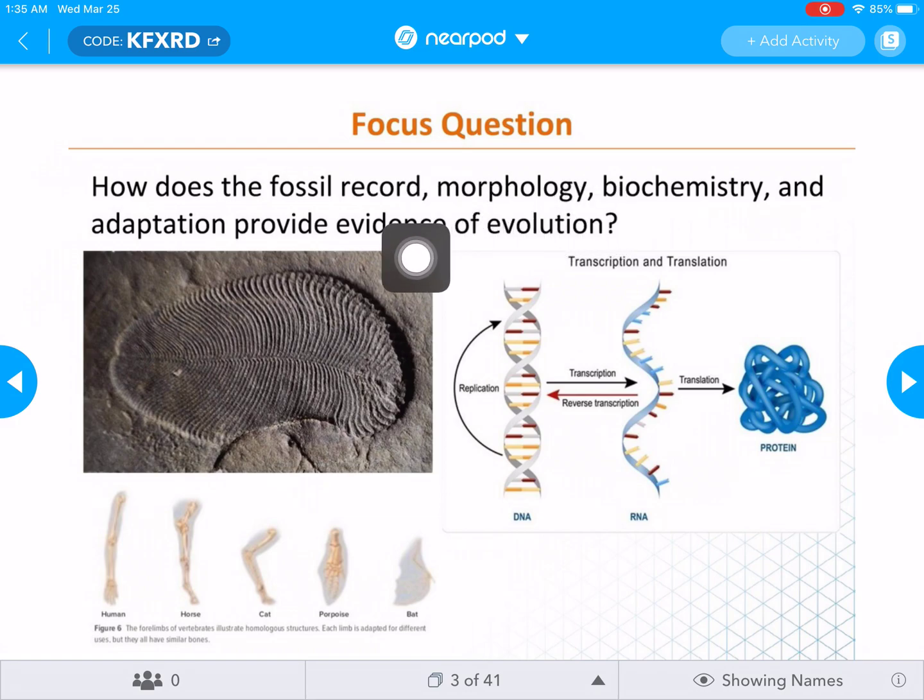Morphology is actually like body parts. How do organisms' bodies change over time, and how can this be used to show evidence of evolution? And biochemistry. We can also find evolution when we're looking at DNA and proteins, because oftentimes DNA can mutate, which leads to changes in proteins. You guys, I know you already learned this in grade 8, but we're going to be going over it again at some point this week.